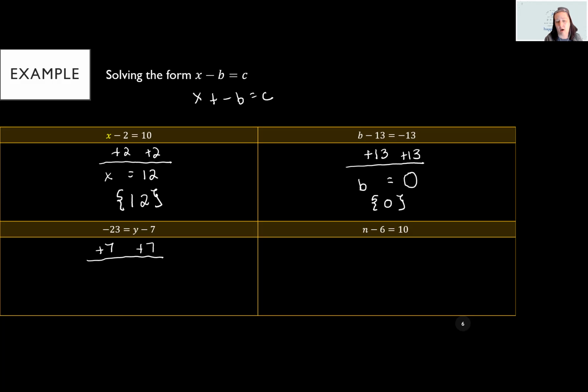On the left, because I read this left to right, I have a negative 23 plus 7, which I use my calculator for, and that gives us a negative 16. And then I have a y, and the minus 7 plus 7 cancels out, those add to 0, so I don't need to write that. So we get negative 16 is equal to y. So our solution set is negative 16.